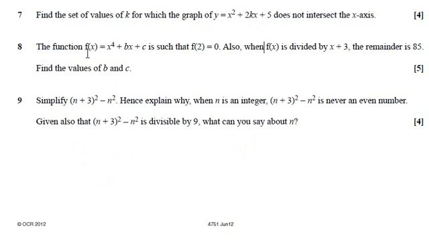Now the function f(x) is x to the power 4 plus bx plus c, and f(2) is equal to 0. Whenever you see this, you know that 2 is a root, at least one of the roots. And because of the factor theorem, you know that if you put a factor into the equation, you get 0. When it is divided by x plus 3, the remainder is 85. Again, when you see remainder, you want to use the remainder theorem. Those two are essentially the same. You substitute this number into the equation and you get the remainder as the solution. So what you need is a simultaneous equation in this case.